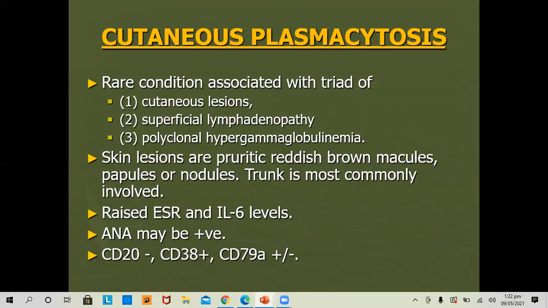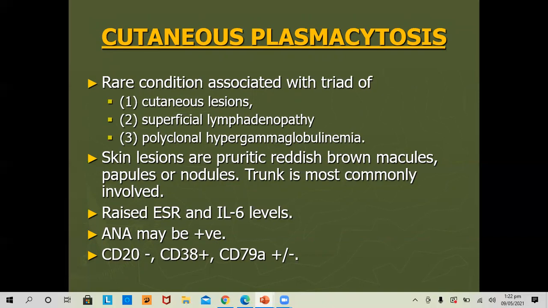Then cutaneous plasmacytosis. Cutaneous plasmacytosis is a rare condition that is characterized by a triad of cutaneous lesions, superficial lymphadenopathy, and polyclonal hypergammaglobulinemia. Polyclonal is important. Skin lesions are pruritic, reddish-brown macules, papules, or nodules. Trunk is most commonly involved.